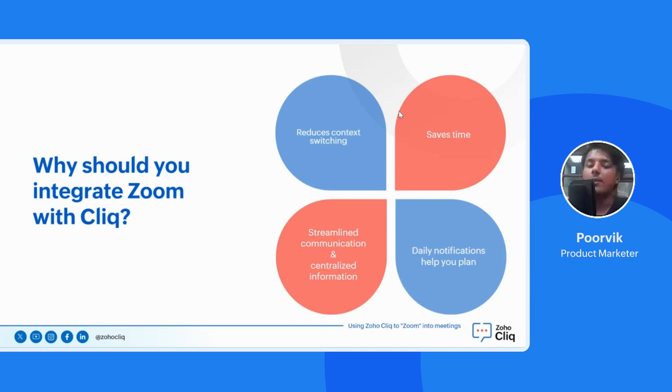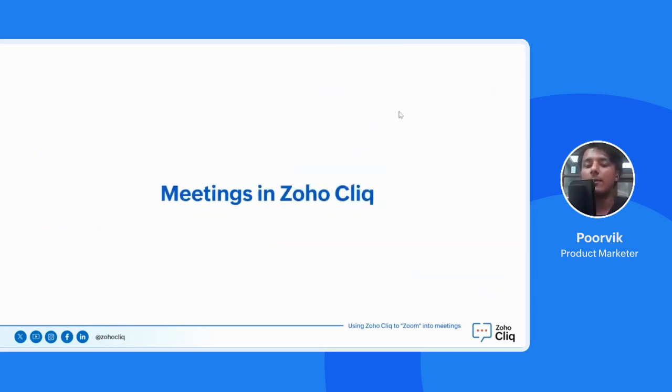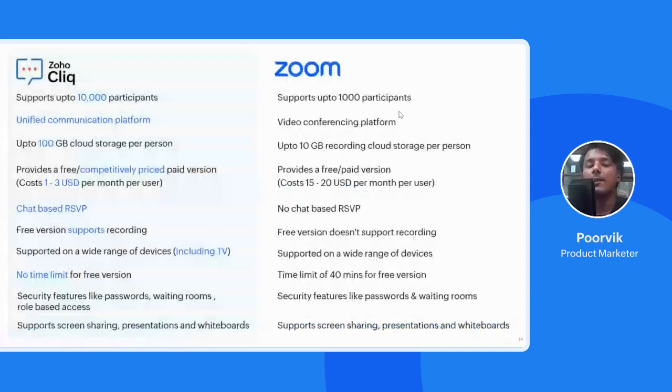Now, it wouldn't be fair if we didn't talk about our own in-house meeting services provided by Cliq when we're talking about meetings. As Cliq users, most of you probably have used Cliq meetings for your daily meetings. But how do our services fare against the leading video conferencing platform, Zoom? Let's have a side-by-side comparison of both the services and see how it fares. Here you can see that Zoho Cliq supports up to 10,000 participants in its paid plan, while Zoom, even in its paid plan, supports only up to 1,000 participants.